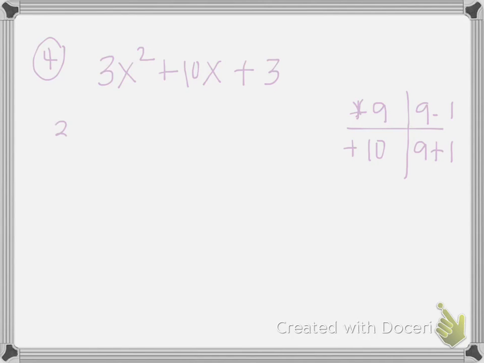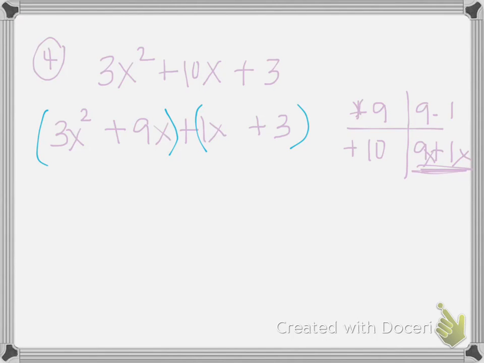So here's going to be a difference, because we have a 3x squared. We're going to separate the middle term, and it's going to be the 2 terms that you found, with an x attached to them. So that's all we're doing, is separating that. There are 4 terms here, so we're going to factor by grouping.